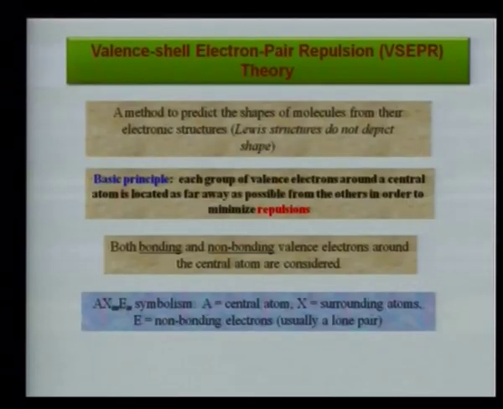Now, VSEPR theory is a method to predict the shapes of molecules from their electronic structures. Lewis structures do not depict the shape. Basic principle: each group of valence electrons around a central atom is located as far away as possible from the others in order to minimize repulsion. Both bonding and non-bonding valence electrons around the central atom are considered. AXmEn symbolizes A the central atom, X surrounding atoms, E non-bonding electrons, usually a lone pair.